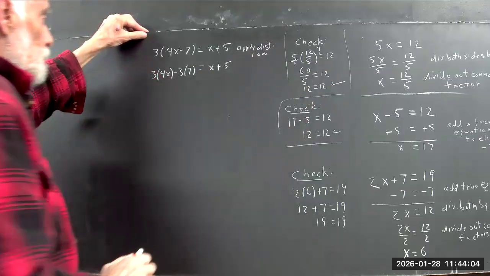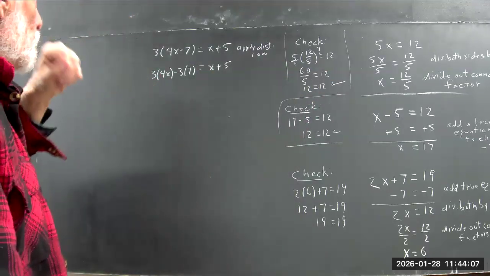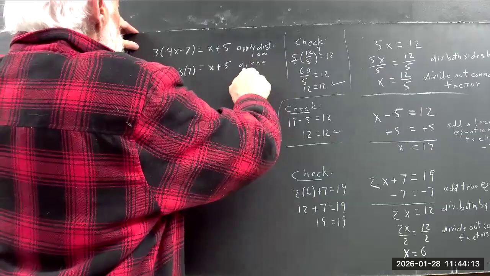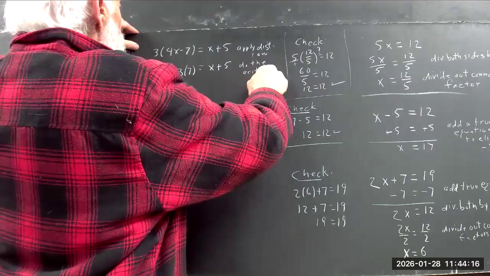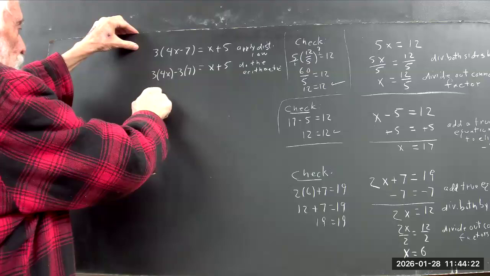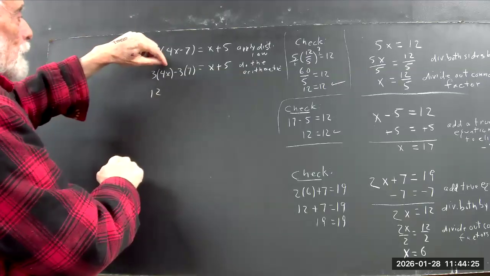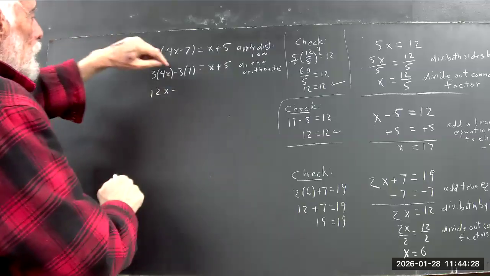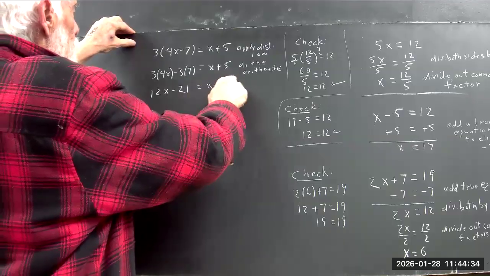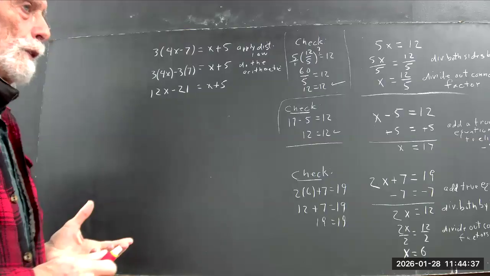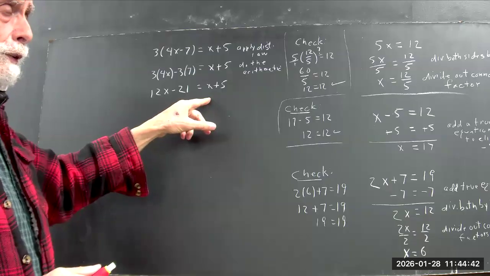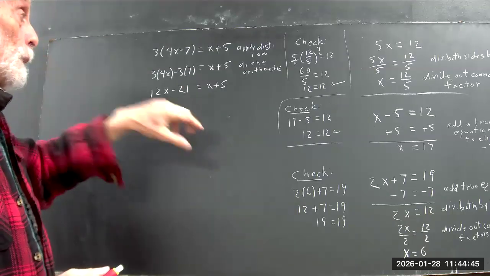I haven't left myself much room to write things out, but I think we'll get by. And then we do the arithmetic. In other words, 3 times 4x and 3 times 7. Well, 3 times 4 is 12. Multiply that by x, we get 12x. 3 times 7 is 21, and that's minus. Then we have x plus 5. Now we have a decision to make. Do we want to isolate x on the left side, or do we want to isolate x on the right side? Well, usually we want it on the left side.